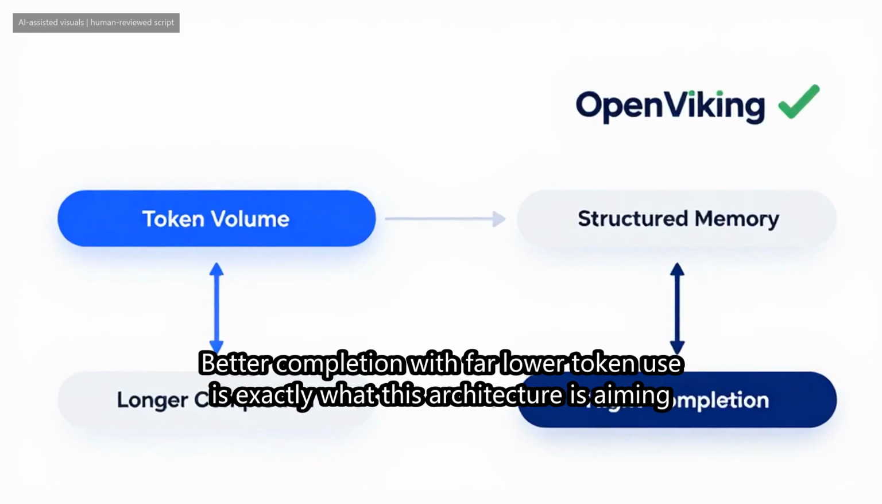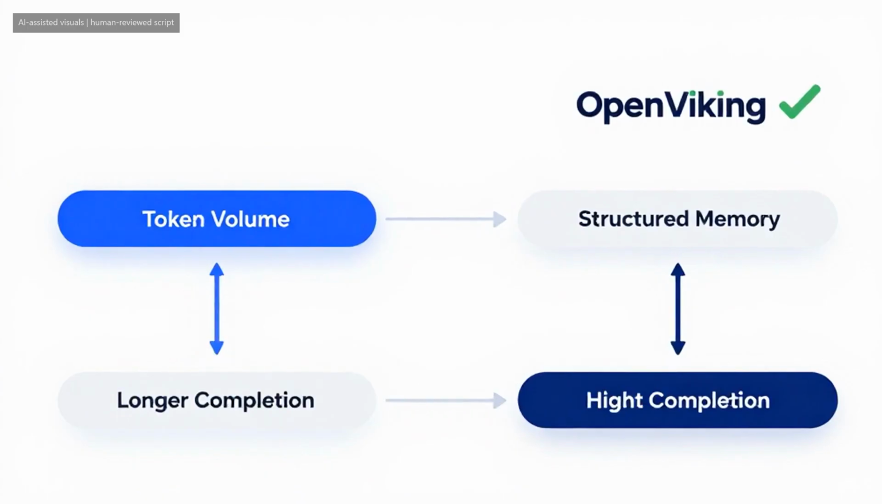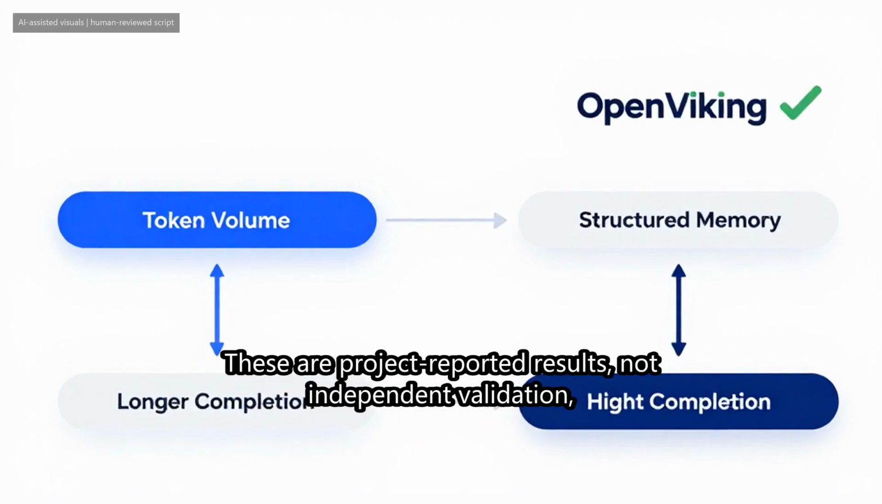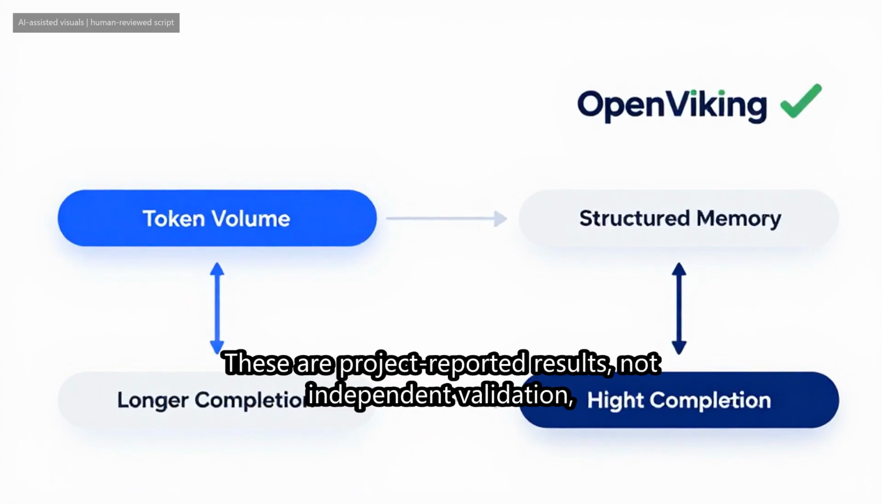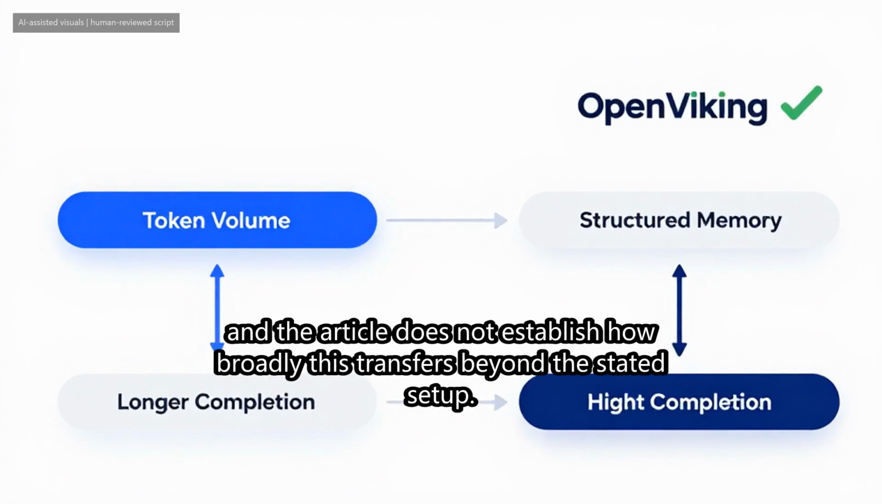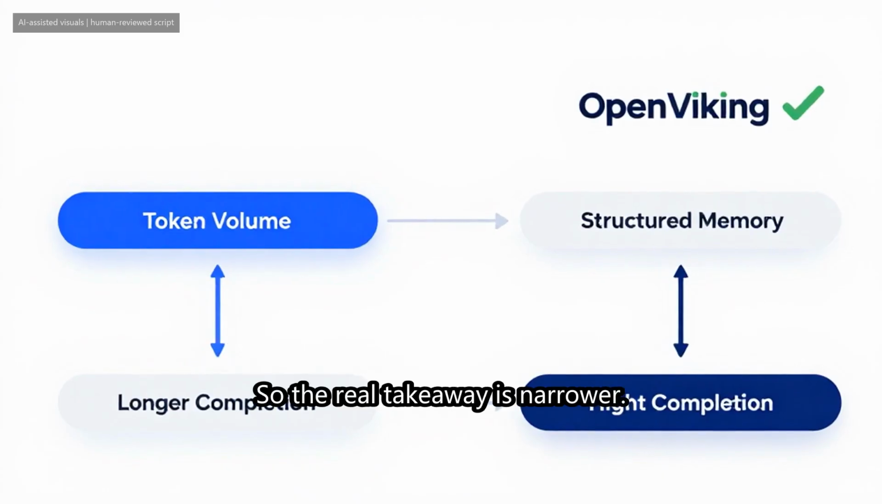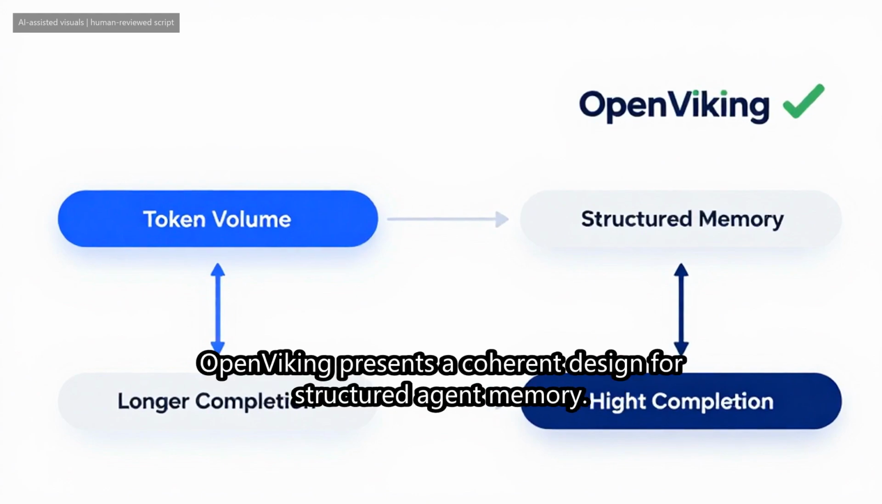But this is where restraint matters. These are project-reported results, not independent validation. And the article does not establish how broadly this transfers beyond the stated setup. So the real takeaway is narrower. OpenViking presents a coherent design for structured agent memory. The benchmark signal is promising. The proof that it generalizes is still pending.